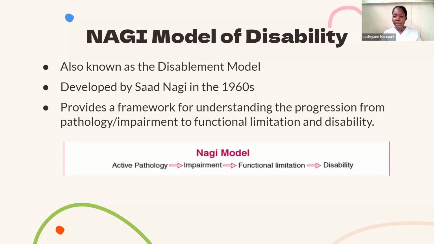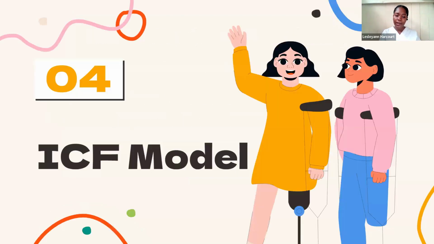So pathology or impairment actually refers to the presence of a health condition or a disease that leads to a loss or abnormality at the tissue, organ, or body system level. Functional limitation encompasses a restriction or lack of ability to perform an action or activity in the manner within the range considered normal for a human being. Next, the disability. This refers to the inability to perform socially defined roles and tasks expected of an individual within a social and physical environment. Now moving on to the next.